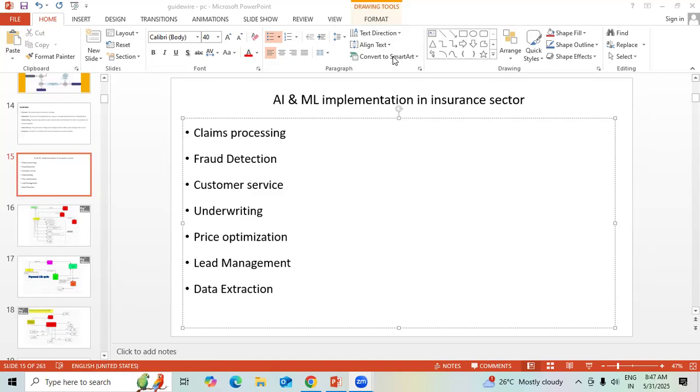implementing these, especially when we are optimizing the prices, which is one of the most important tasks many insurance companies have to do. So how to optimize the price, how to schedule. These are all things which many people were finding difficult. Using machine learning implementation, that can be done.